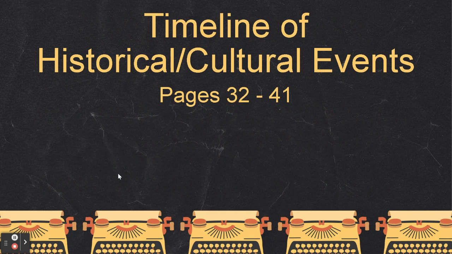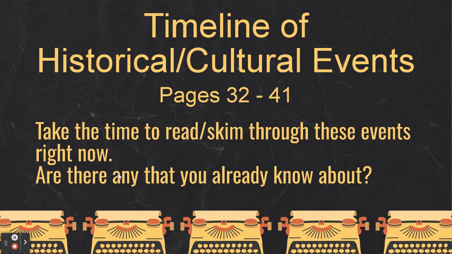The timeline of historical and cultural events is on pages 32 through 41. So what you want to do is take the time just to read or skim through those events. And in your notes, you can answer, are there any that you already know about? You can pause the video to do that now.